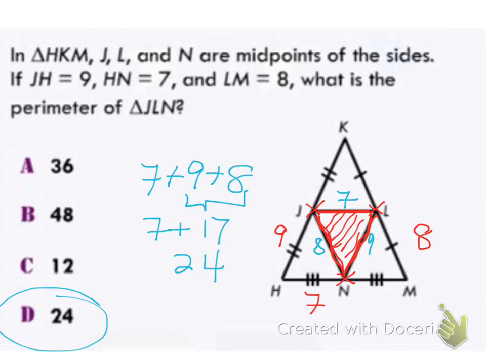All right, so those are the 2 midsegment theorem questions. Now let's go on to the 5-2 review, which starts with question number 3.